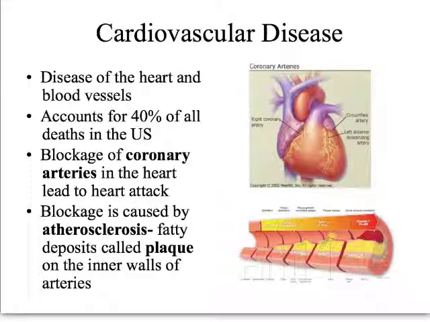Now, cardiovascular disease is going to affect the coronary arteries of the heart. So the heart itself has to obviously be fed with nutrients and oxygen as well. So some of the arteries that come off of the heart are going to feed the heart itself, and these are called coronary arteries. So you've got two coronary arteries. You've got a right coronary artery that feeds the right side of the heart, and the left coronary artery that feeds the left side of the heart.